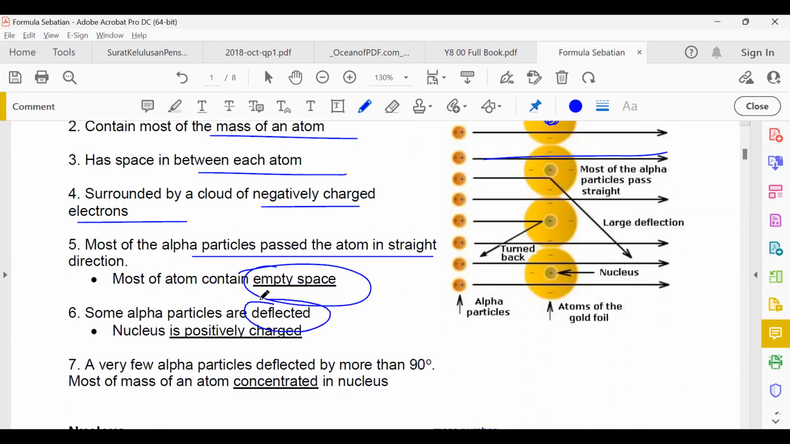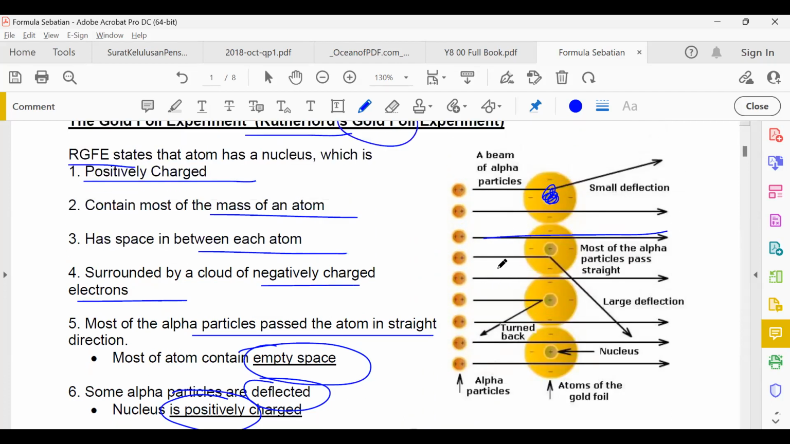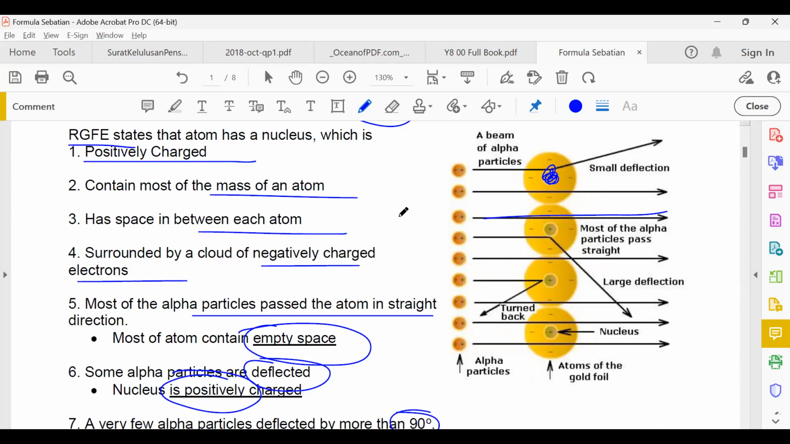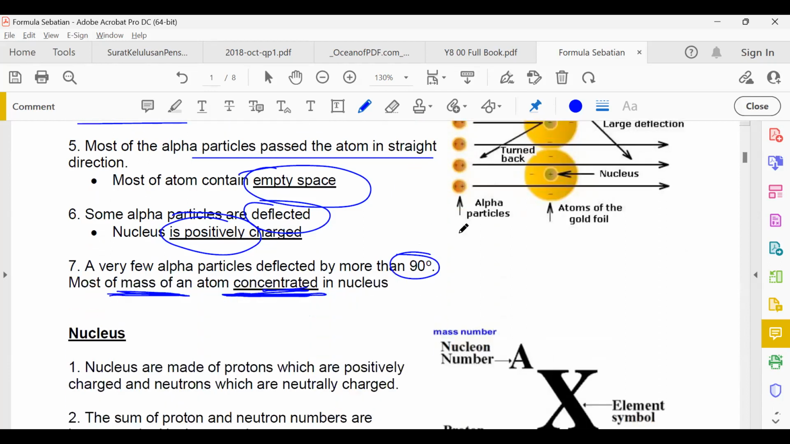Some alpha particles are deflected. Why? Because the nucleus is positively charged. Some of them deflect greater than 90 degrees. Why? Because most of the mass is concentrated in the nucleus. In your exam, sometimes I've seen this question be 3 or 4 marks, and you have to literally explain everything. So, yeah. Make sense? Any questions? No, 100% absorption rate. Good, excellent.